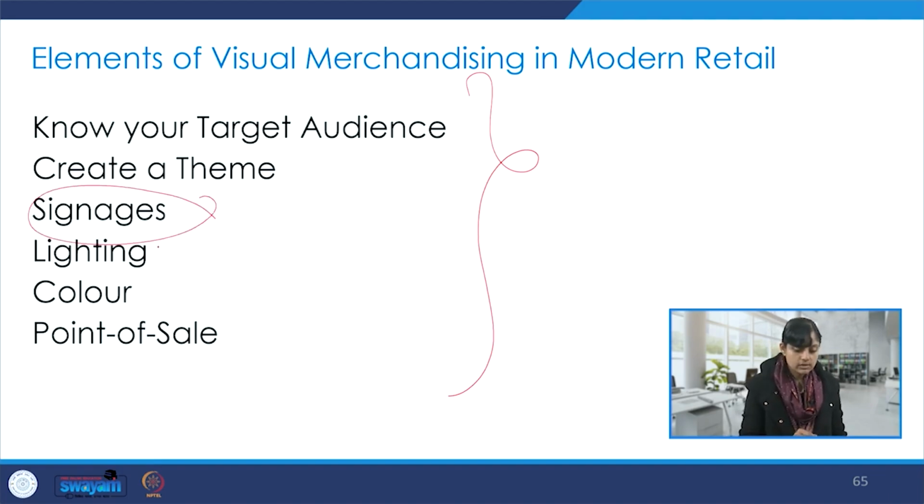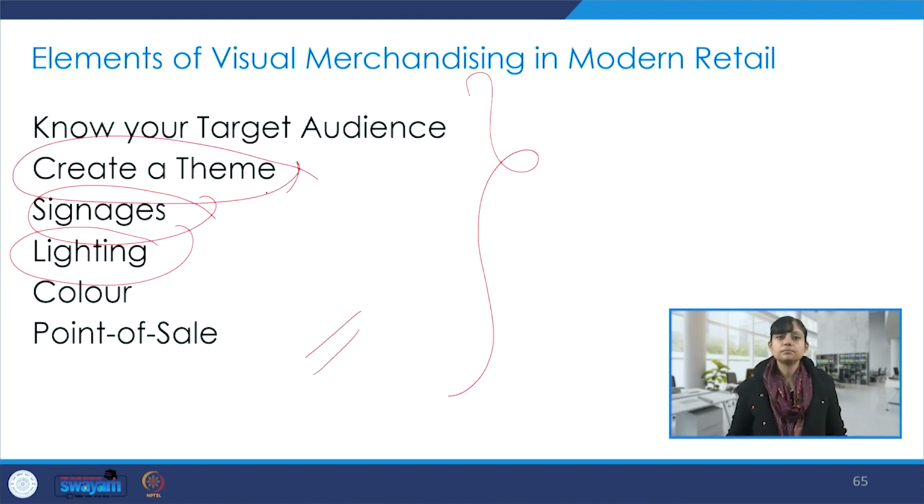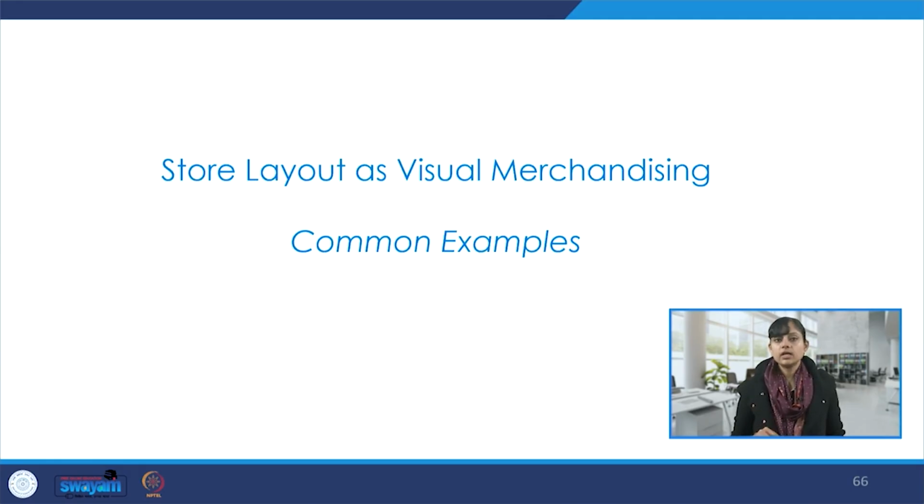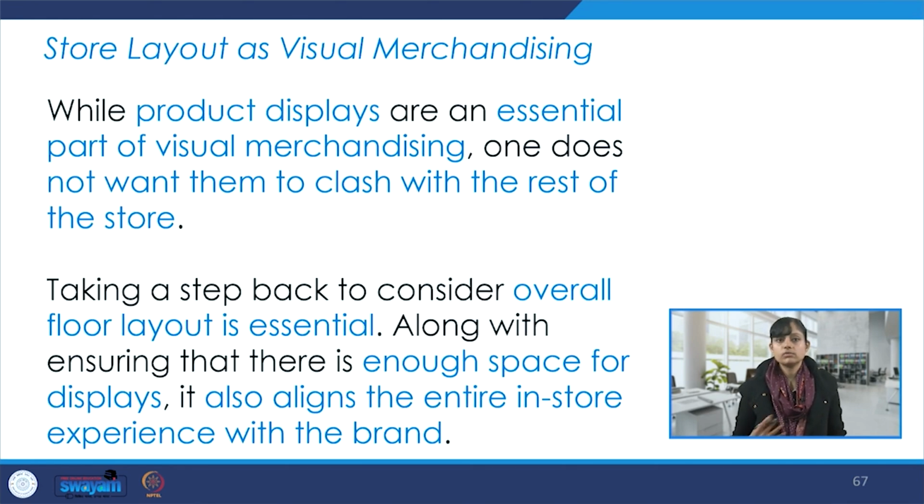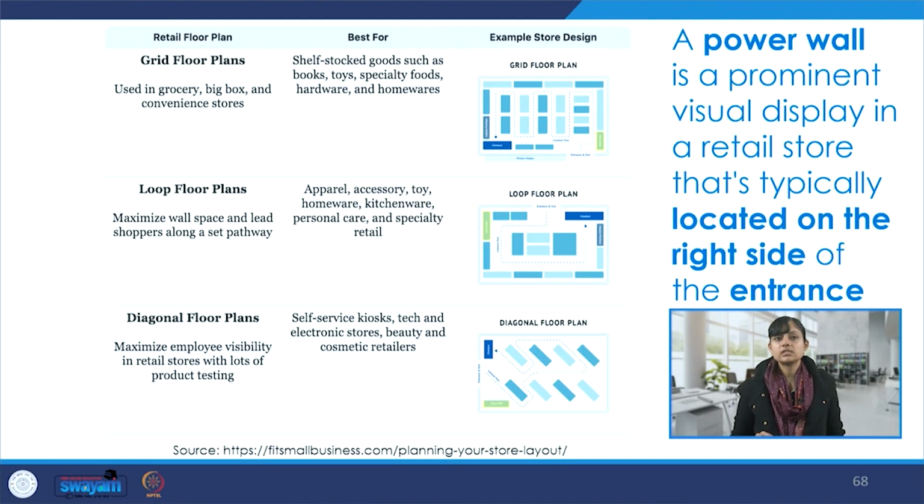Some crucial elements of VM, and we tried to discuss all of these: signages, lighting, color, and of course, whenever we talk about interior spaces, creating a thematic focus. Then we tried to understand how store layout itself can act as VM and what are its common examples. So, of course, the importance of store layout as a whole. And then we saw this very interesting chart or inventory, which is very visual, and it talks about these kinds of store layouts and how they become a very powerful tool for driving VM as an important strategy.